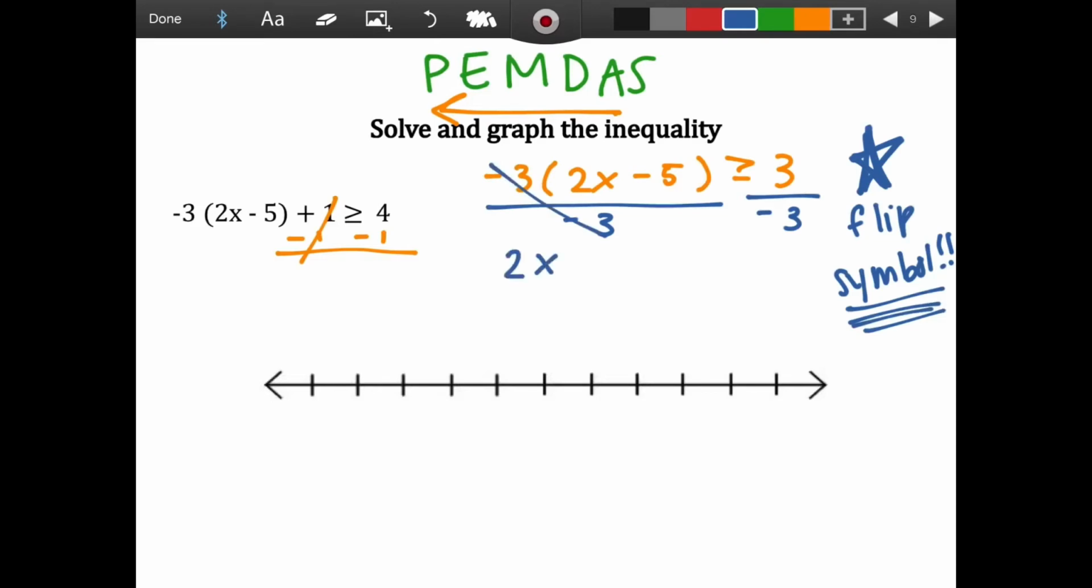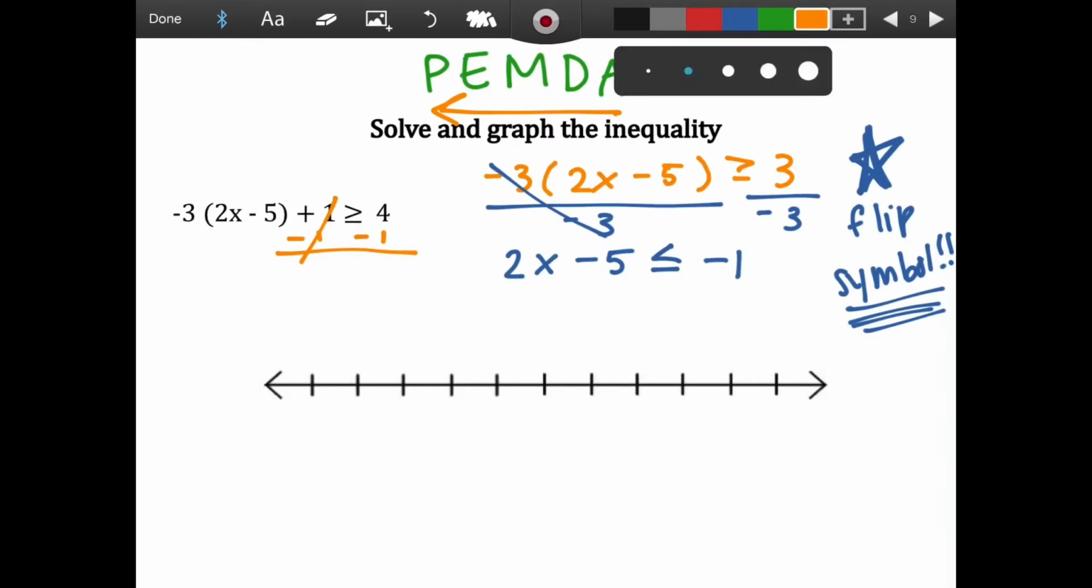We have 2x minus 5. Because I divided by a negative number, my inequality symbol flips. So I have less than or equal to negative 1. That is very, very important when you're solving. Otherwise, you will not get the correct solution.